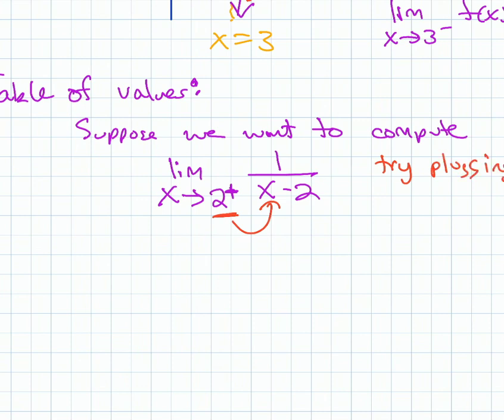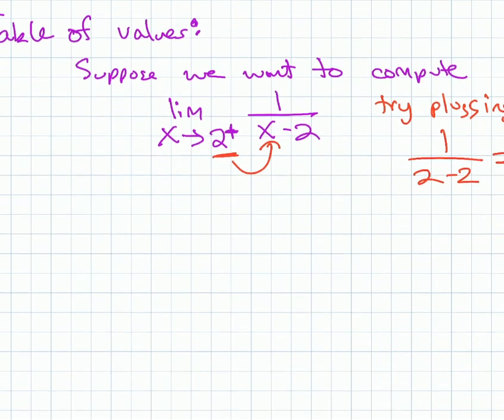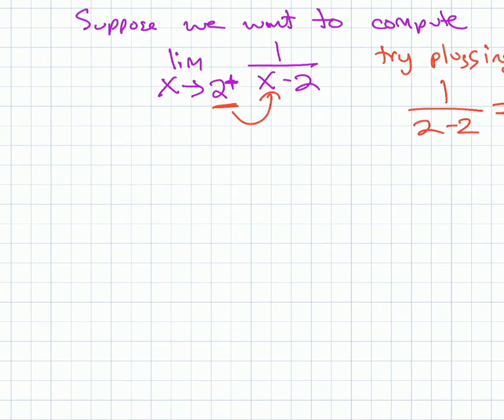When you do that, you get 1 over 2 minus 2, which is 1 over 0. Any time you get a constant over 0, that tells you from now on that your limit is going to be plus or minus infinity. I should say a non-zero constant, since 0 over 0 could be anything. But 1 over 0 or 2 over 0, negative 10 over 0, that's always going to be some kind of infinity, plus or minus infinity.